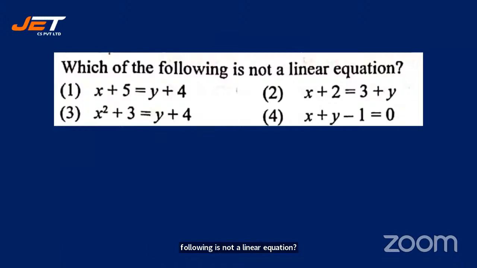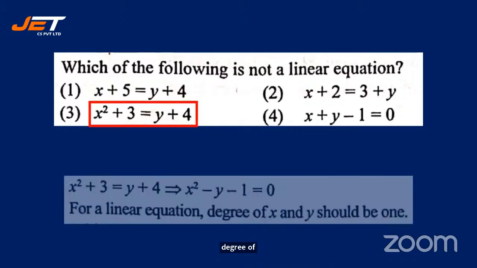One thing I wanted to tell you: whether the given equation is a linear equation or not, how do you find out? The degree of x and y should be 1. The degree of x and y should be the same. If there are two variables like x and y, the degree of x can be 2 and the degree of y can be 1, or the degree of y can be 2 and the degree of x can be 1. All right.